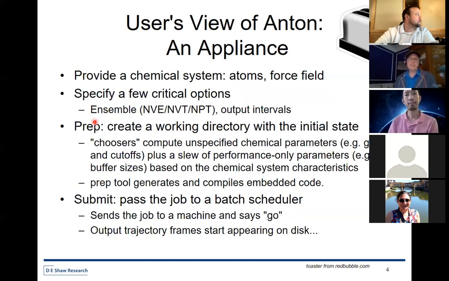Next slide. So from a user's point of view, this is supposed to look like an appliance. You provide your chemical system, with the atoms and the force field. You specify a few options, like the ensemble and the few critical things that you're going to add, including perhaps the enhanced sampling features that are being talked about. And then there's a prep step where we fill out the rest of the options, some of which are chemical, like what the grid and the cutoffs are, and a whole boatload of which are performance parameters to make things fit into those tiny, distributed memories.